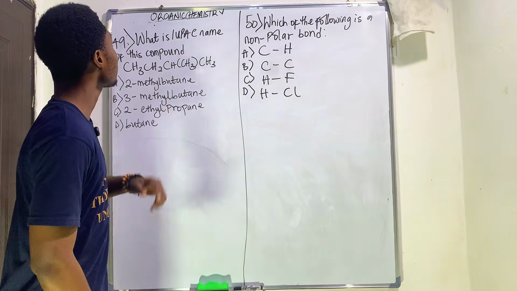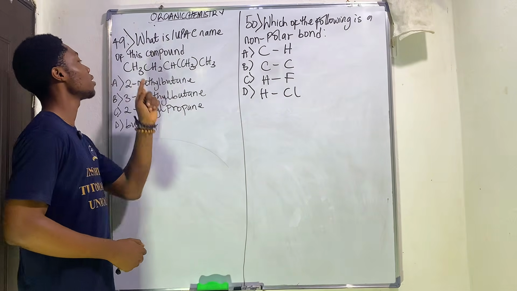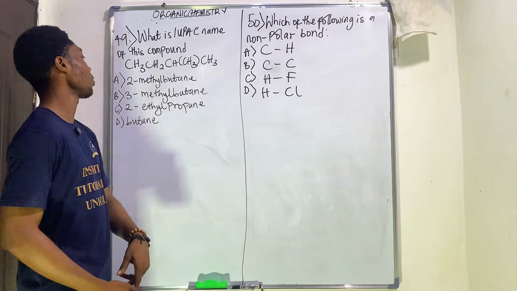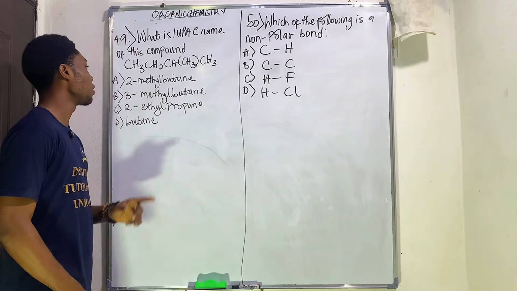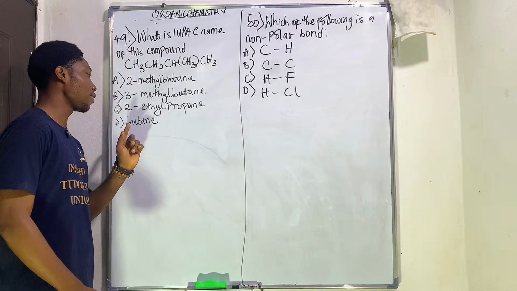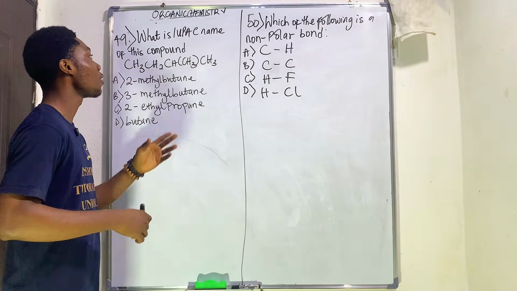All right. So the next question says, what is the IUPAC name of this compound? CH3, CH2, CH, in brackets CH3, CH3. A, 2-methylbutane. B, 3-methylbutane. C, 2-ethylpropane. And D, butane. Don't get scared of the plenty CH3. Let's break it down.